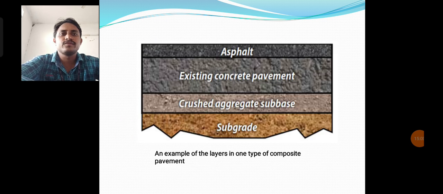So this is the diagram of composite pavement. Soil subgrade is at the bottom and crushed aggregate is the subbase. And for the surface course, there will be two surface courses, which means two materials are used in the composite pavement. One is asphalt and the second one is the existing concrete pavement, which means the same rigid pavement, but one extra course, asphalt, is added. This is an example of the layering of one type of composite pavement.